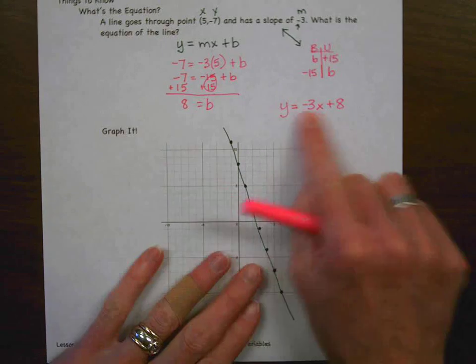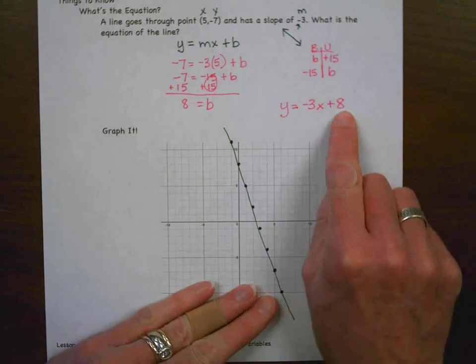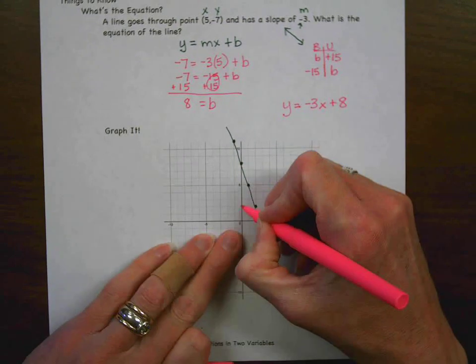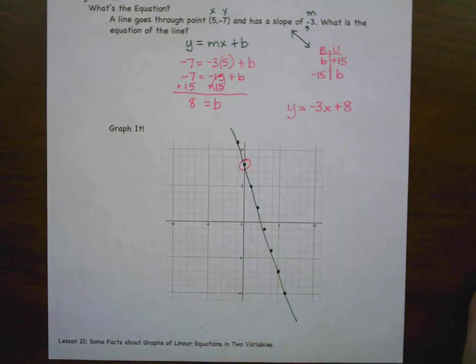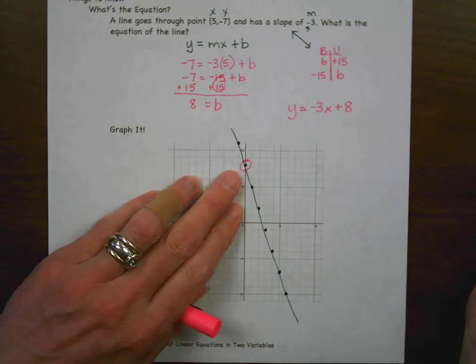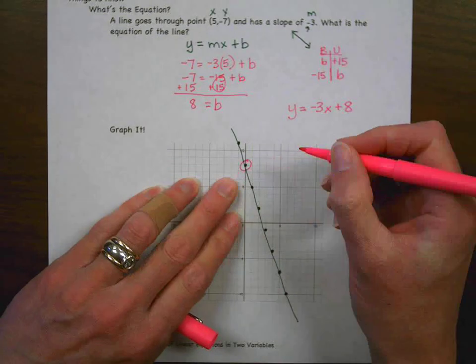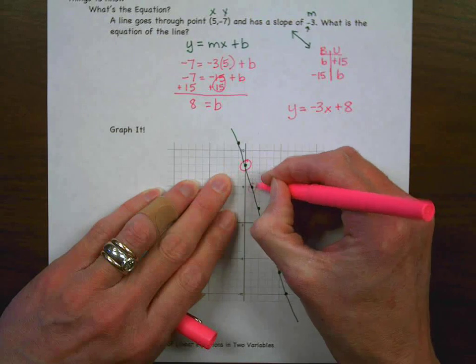Now, if we plot it using this equation that we came up with, it says that where it crosses the y-axis should be at +8. So 1, 2, 3, 4, 5, 6, 7, 8. Aha, it did. Check it out. So there's +8. And then our slope says go down 3 and to the right 1. So I go 1, 2, 3 to the right.